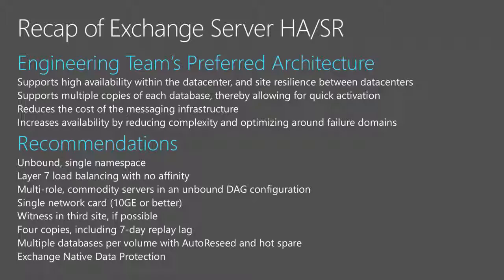You're using an unbound single namespace like mail.contoso.com, so that's all your users have, no matter where they are anywhere in the world, internal or external. Preferably, you're using layer 7 load balancing without session affinity so that you can get per protocol availability instead of per server availability if you use something like layer 4 with a single namespace.